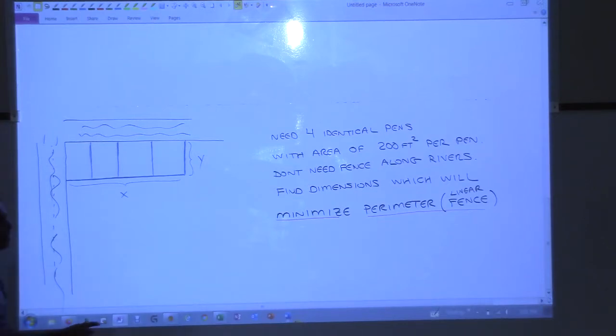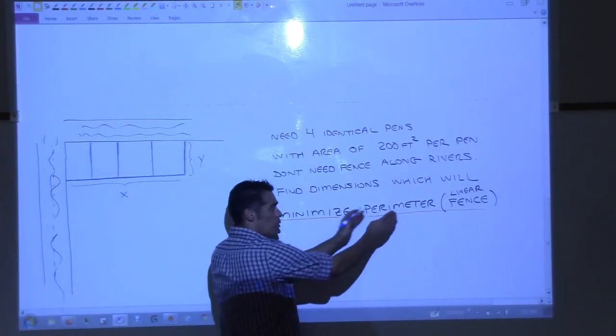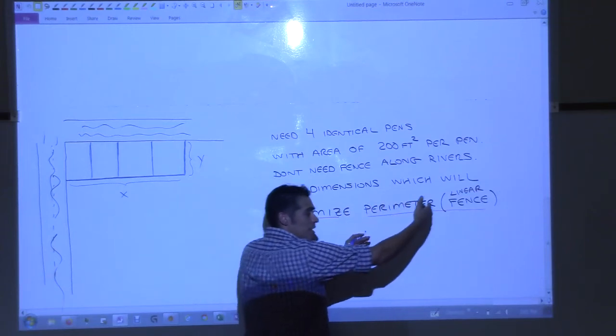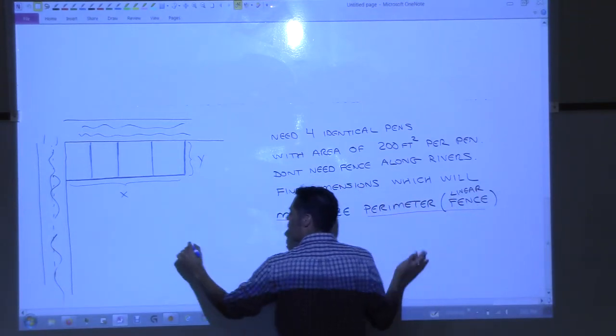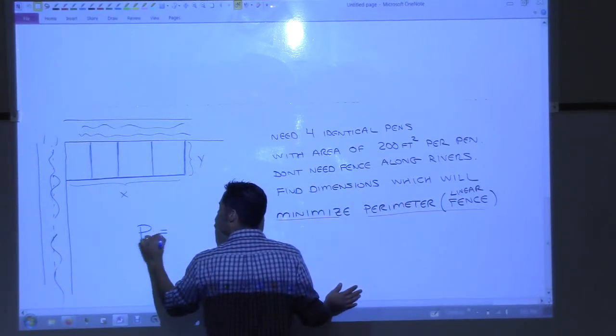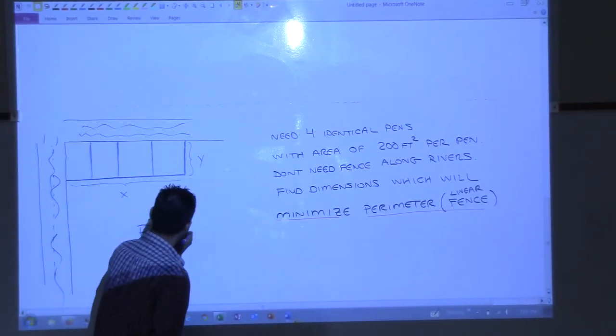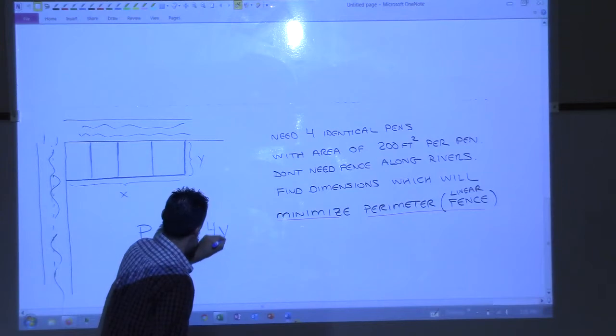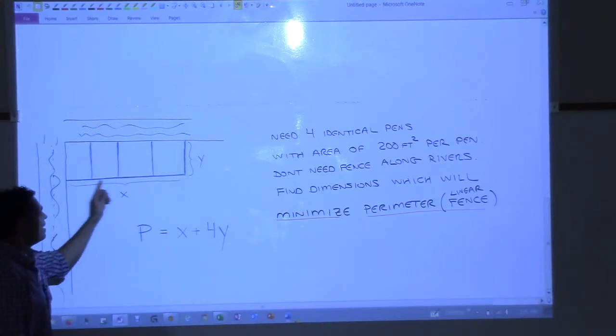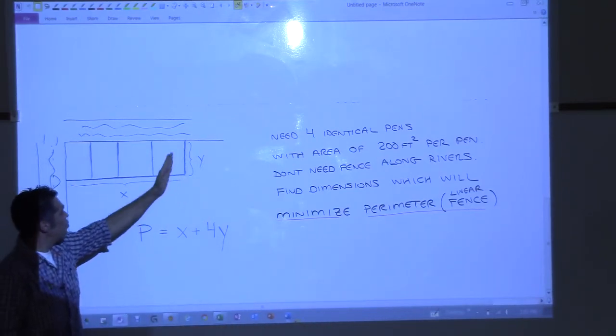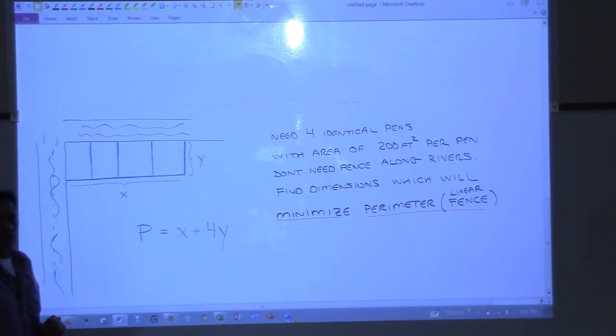So can you tell me what the perimeter of that thing would be, or what the total linear fence would be in terms of that? I'm going to call it P, but what would it be? X plus 4y. The perimeter is going to be whatever that distance is, right? Plus 1, 2, 3, 4 of those.